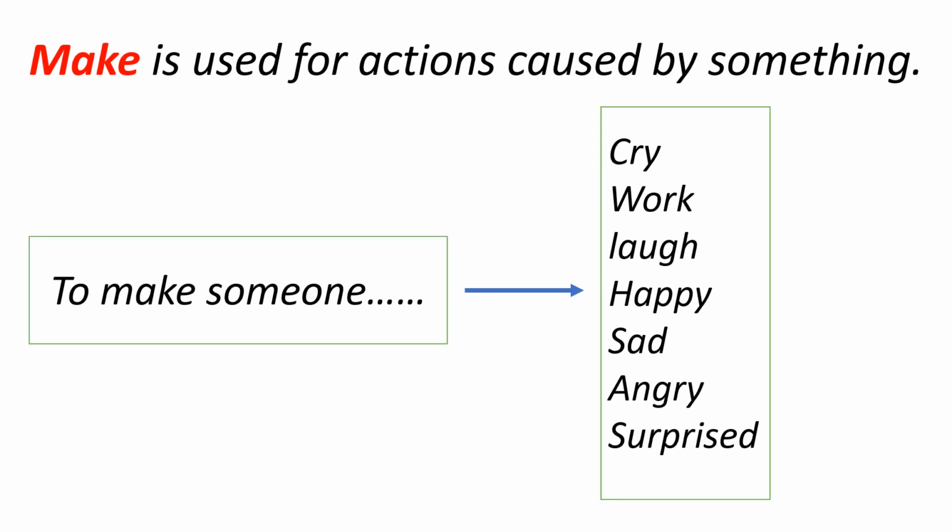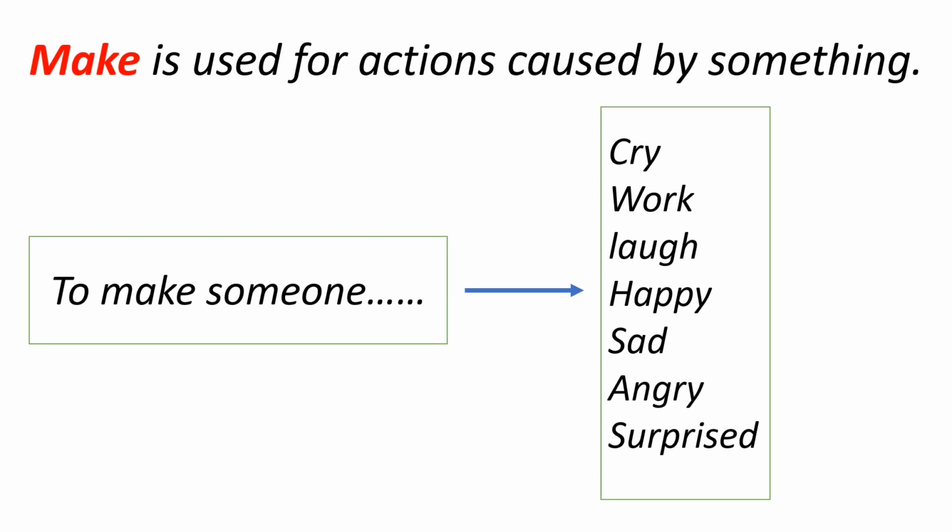Let's move. Make also is used for actions caused by something. And I will explain all that in one phrase. To make someone. So to make someone, I can say it in the other way. So I say, you are caused by someone too. For example, to make someone cry. Or I can say, you are caused by someone to cry. All clear now? For example, to make someone cry, or you are caused by someone to cry. But the easiest way is this way, to make someone.